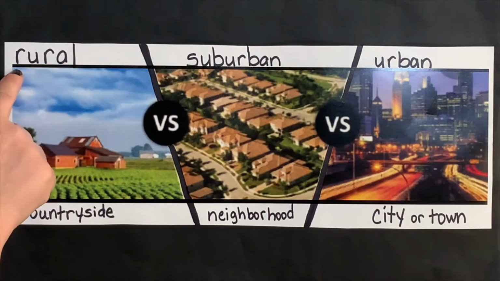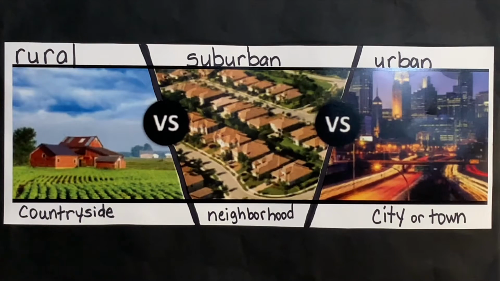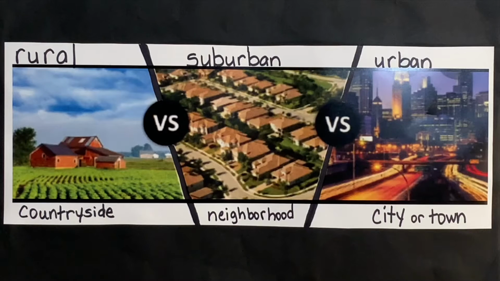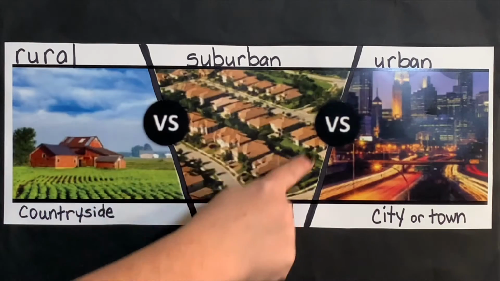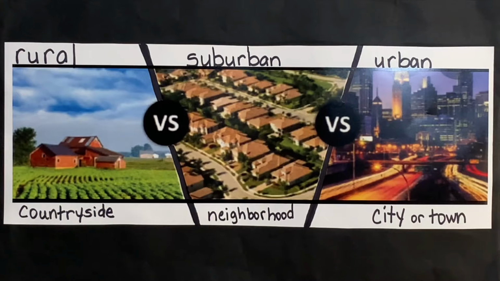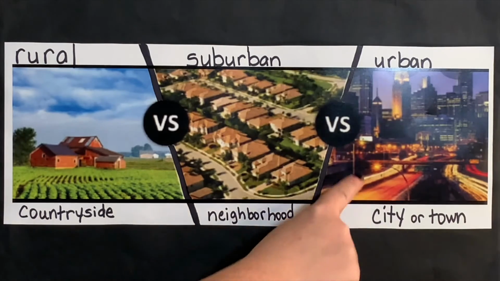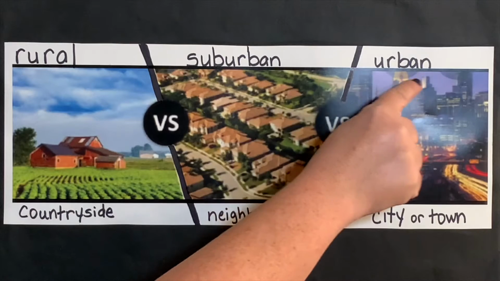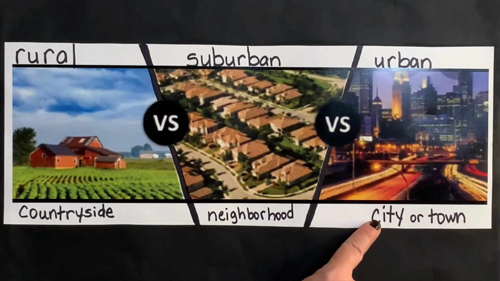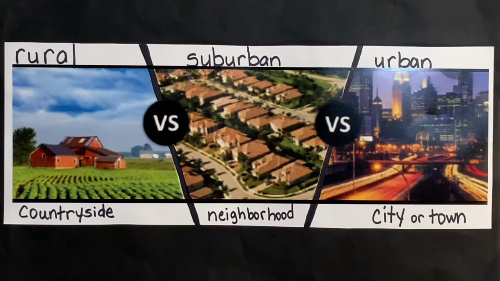This is a rural community. Say it with me. Rural community. It's also known as the countryside or the country. This one is called a suburban community. Say that with me. Suburban community, also known as a neighborhood. And the last one is an urban community, also known as a city or town.